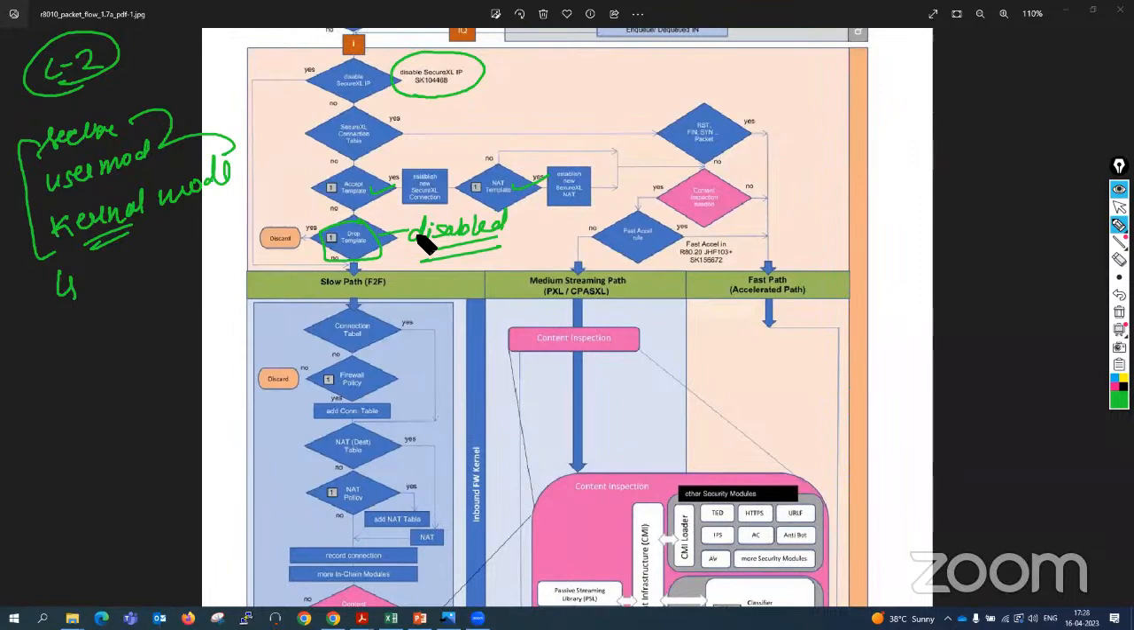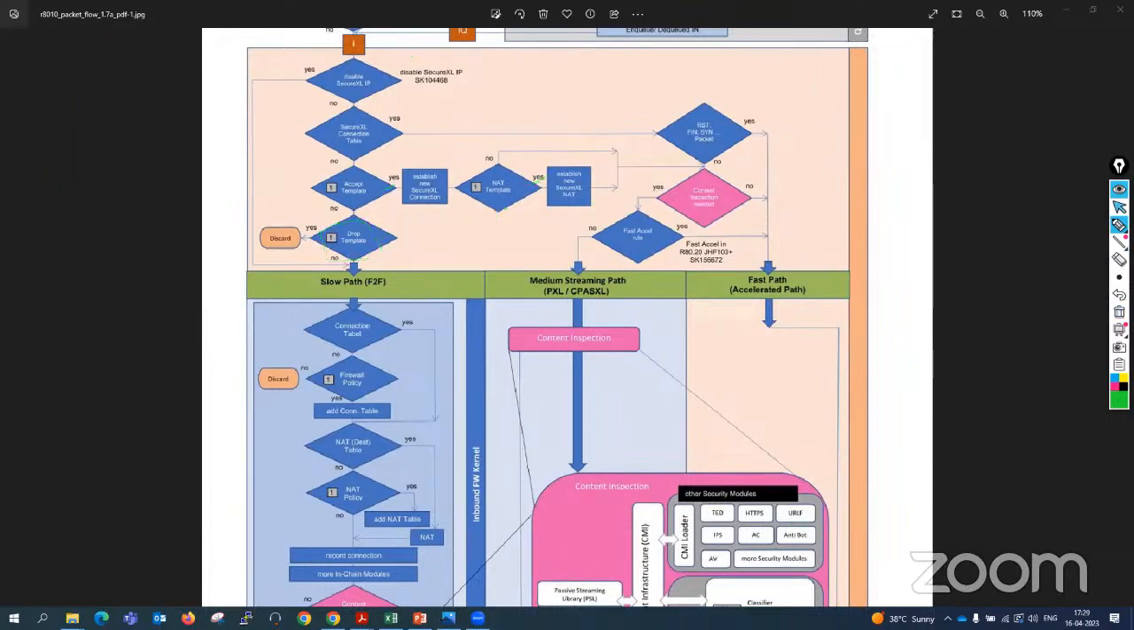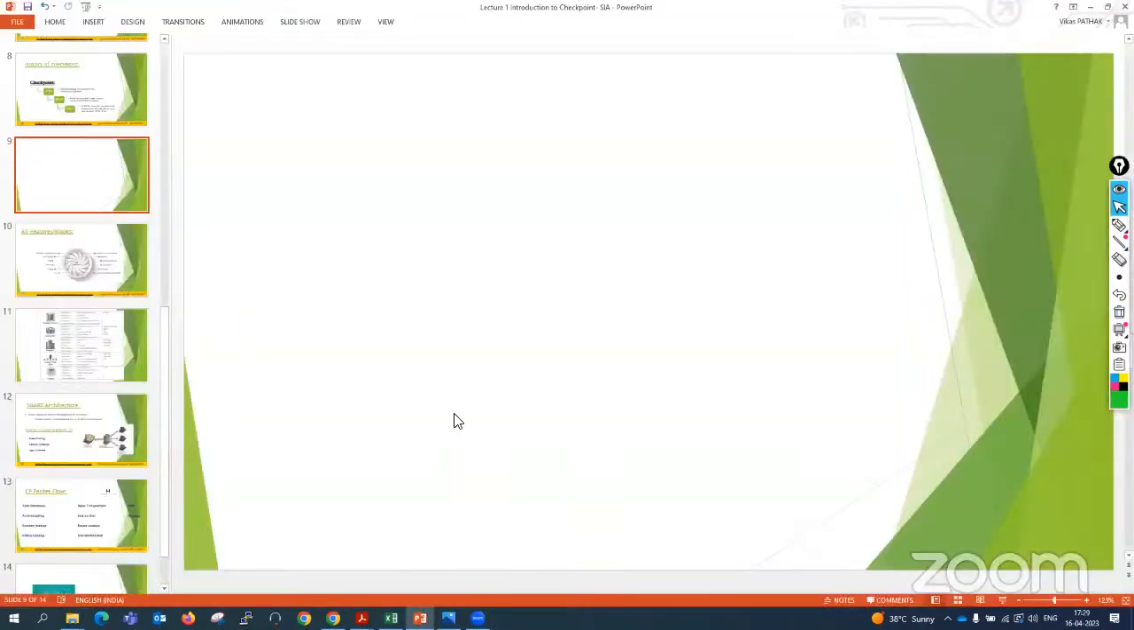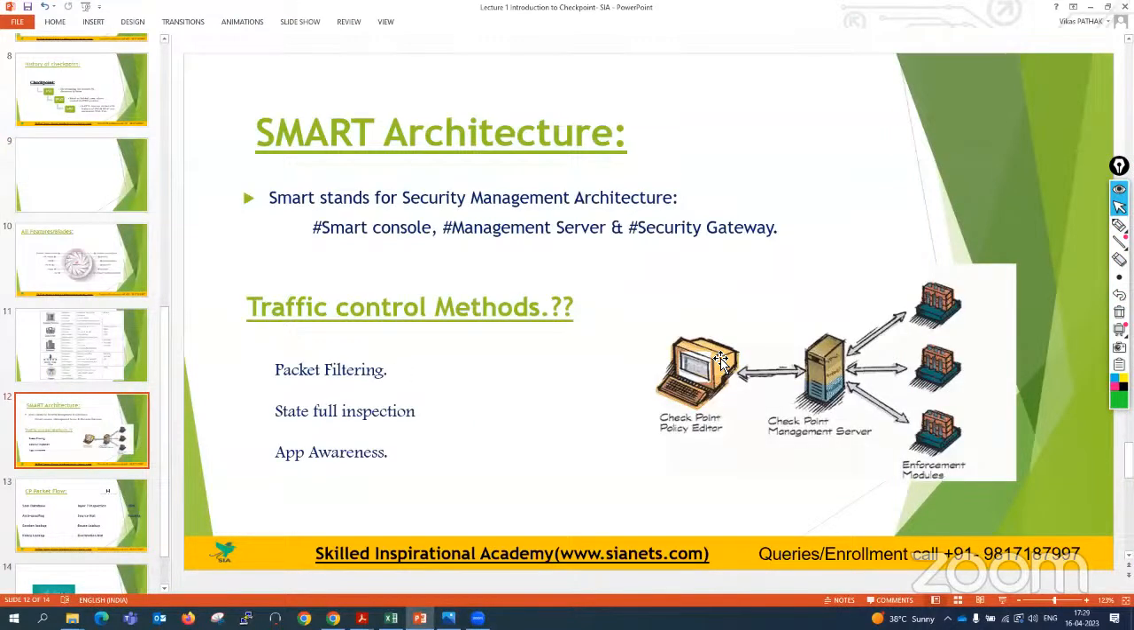Anyone, any doubt regarding the syllabus, regarding this topic, kernel mode, user mode, or anything, or the batch timing or anything? No doubt? Sir, will we get the notes also? No, notes you have to prepare, and I'll tell you how to prepare the notes.